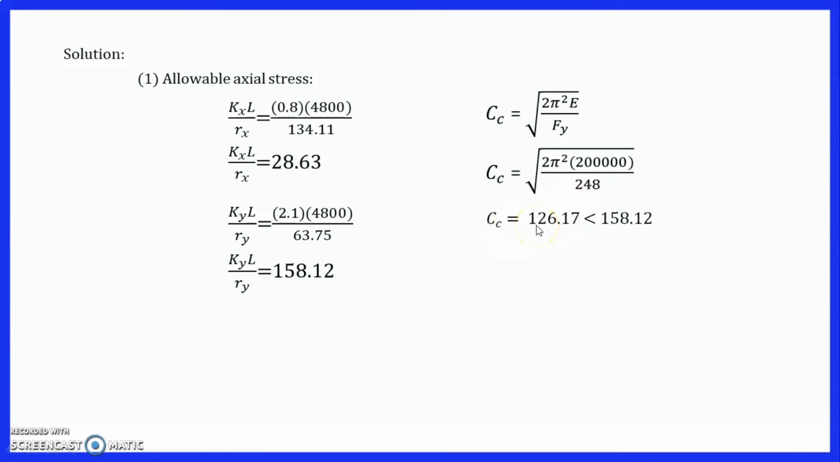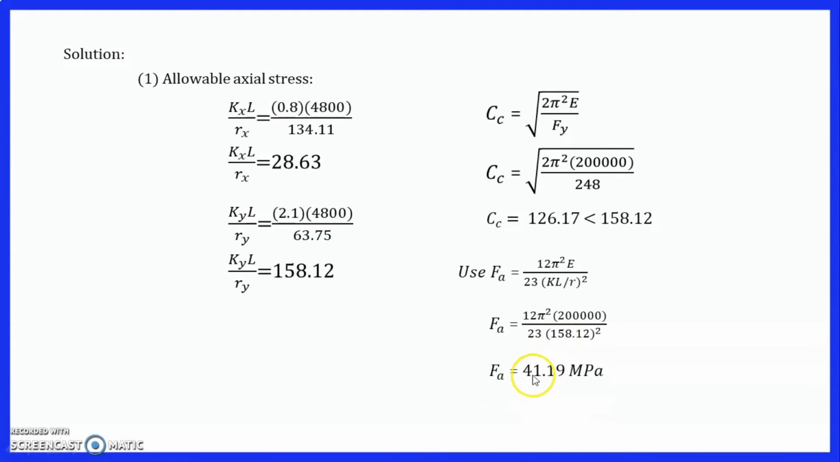So we have 126.17. Since our slenderness ratio is greater than our critical slenderness ratio, therefore we have to use the formula for allowable axial strength, which is equal to 12 pi squared multiplied by the modulus of elasticity over 23 multiplied by the limiting slenderness ratio squared. Substituting the value, we have 12 pi squared multiplied by 200,000 over 23 multiplied by 158.12 squared.